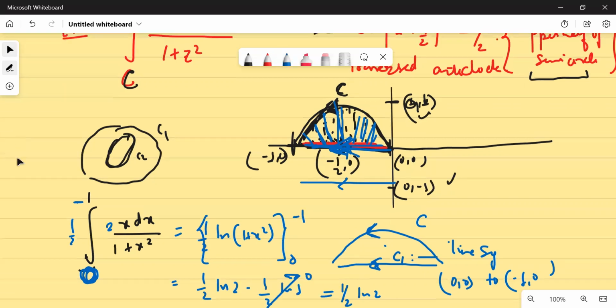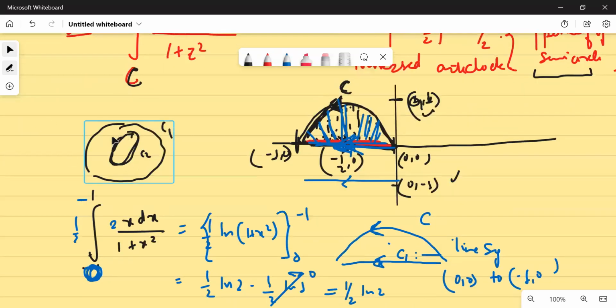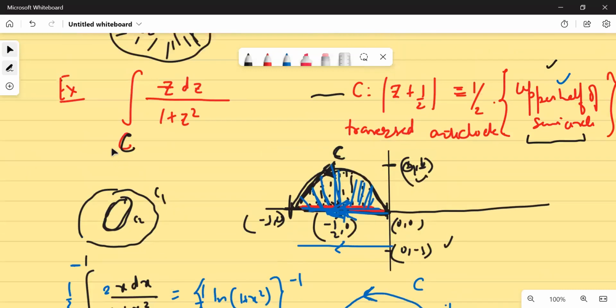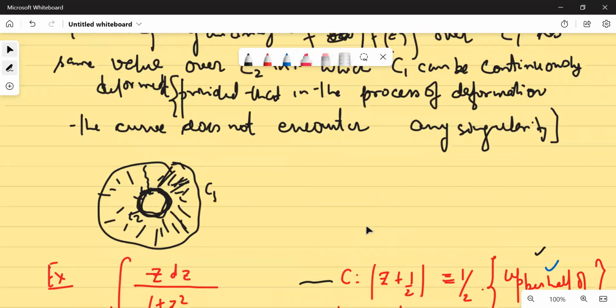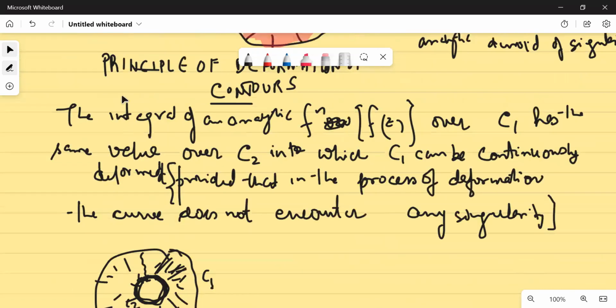I hope it is clear to you. And if it is not clear, we will do this problem once over again, because there was a certain issue in comprehending the question. But overall, try to understand that this is a very powerful statement, called the principle of deformation of contours.